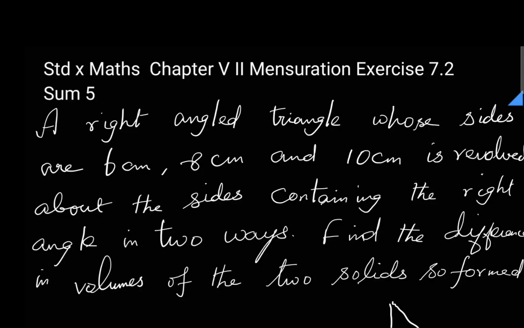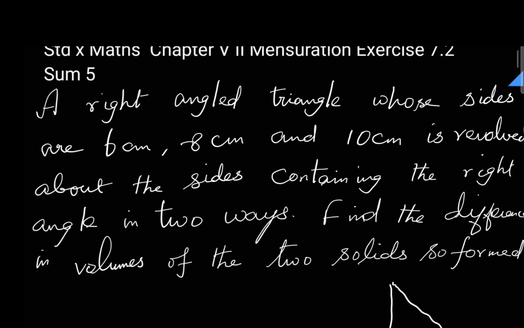Standard 10th Maths, Chapter 7 Mensuration, Exercise 7.2, Sum number 5. The question is: a right angle triangle whose sides are 6 cm, 8 cm and 10 cm is revolved about the sides containing the right angle in two ways. Find the difference in volumes of the two solids so formed.